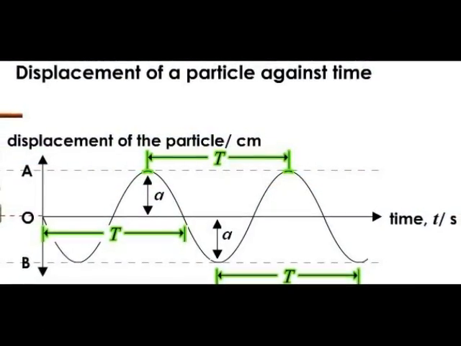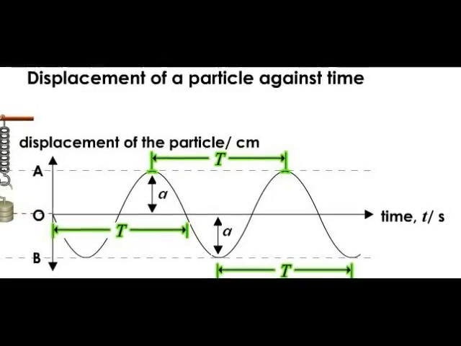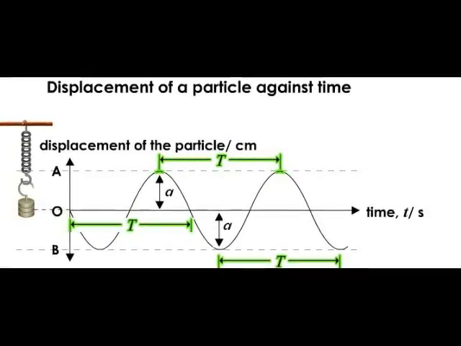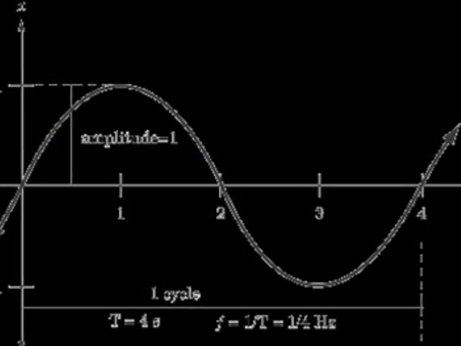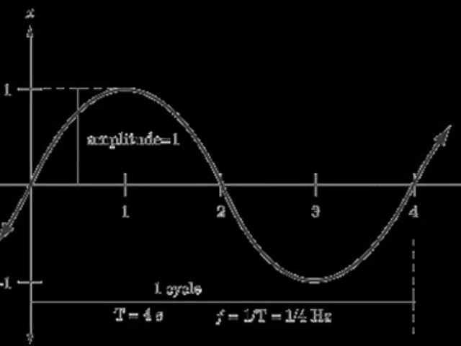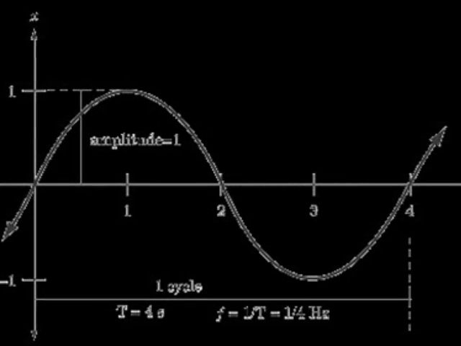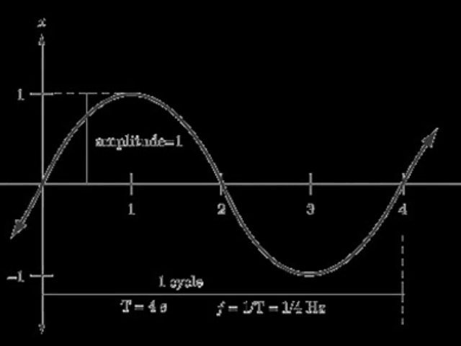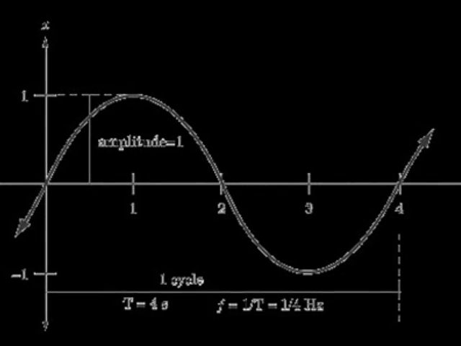On a displacement time graph, the amplitude, period, and frequency of a wave can be found. The period of a wave is the time taken for a particle to complete one cycle, while the frequency is the amount of waves produced in 1 second.